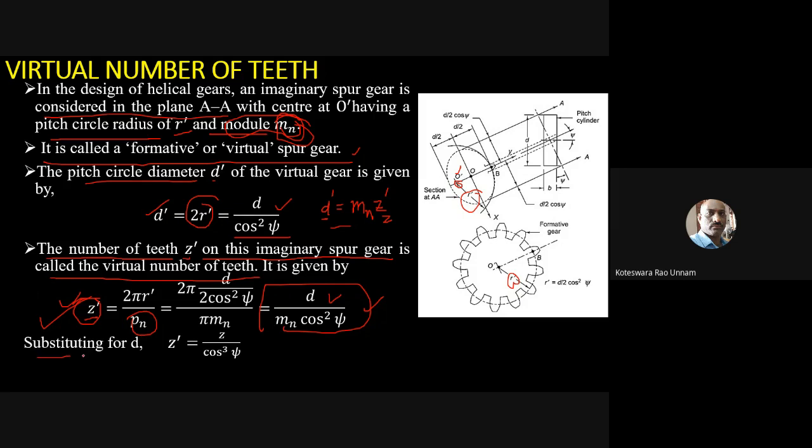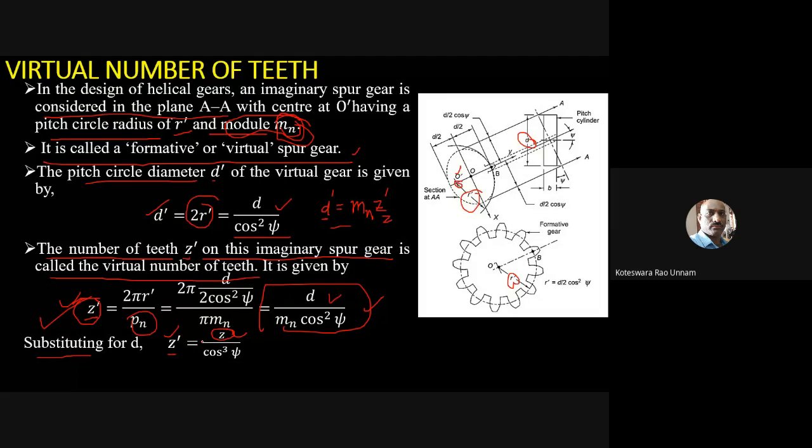So therefore, substituting for d, again. d is nothing but the pitch circle diameter of the helical gear. d dash is the pitch circle diameter of the virtual spur gear. So now we have a relation between this d and d dash also. If you substitute that into this, you can relate the virtual number of teeth to the actual number of teeth. You will get the relation between the virtual number of teeth Z dash and Z, the actual number of teeth, that is the number of teeth on the helical gear.